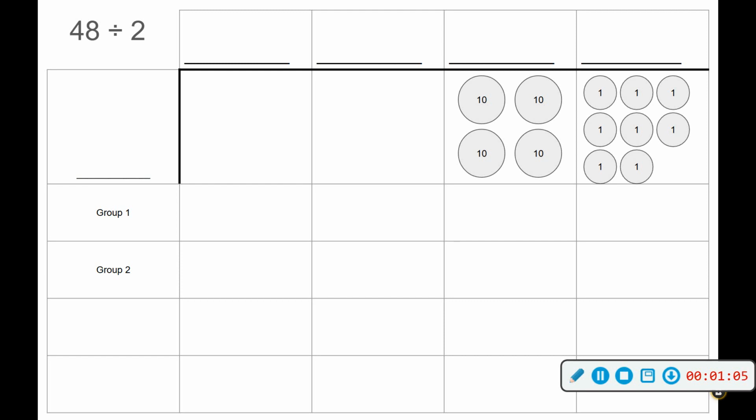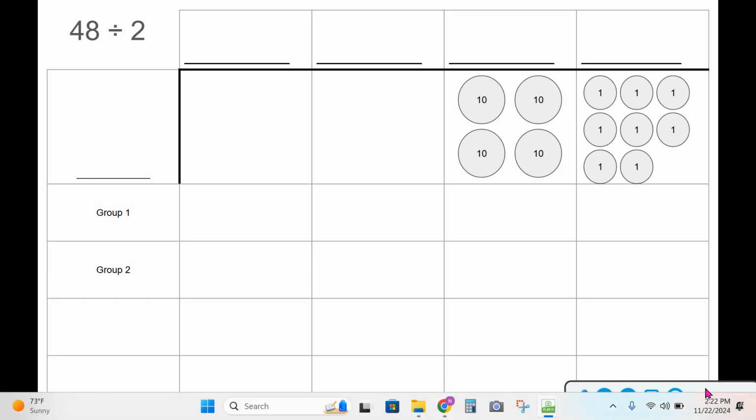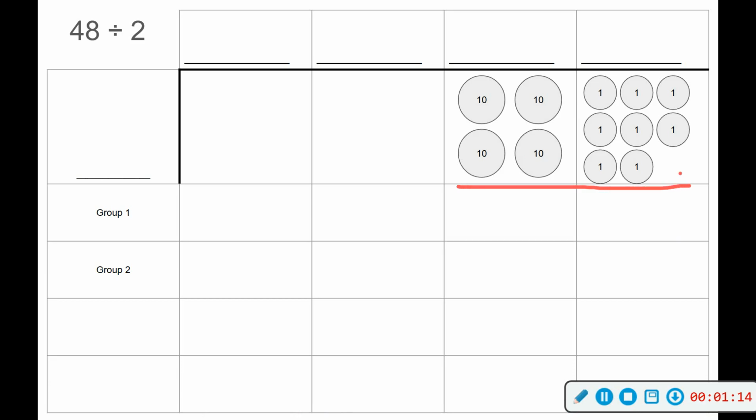Take this one for example. We have 48 divided by 2. When I have 48 divided by 2, 48 is my total. As I see here, 40 and I have 8. Those are my ones, these are my tens. And I want to try to group those with my divisor, which is 2 groups. So if I have 4 tens, how many of those tens can I put into just 2 groups? So let's start taking that out.